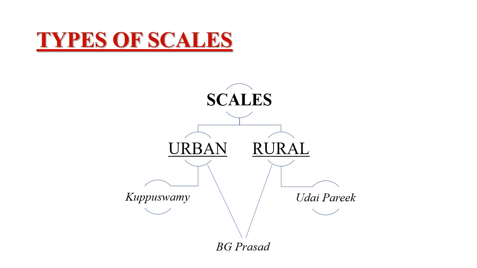So now coming to the different scales for the estimation of socioeconomic status. The commonly used scale for urban areas is Kuppuswamy, that is the modified Kuppuswamy scale. For rural areas, the Uday Parikh scale, and the BG Prasad scale is for both urban and rural areas. So now we will be discussing these scales one by one.